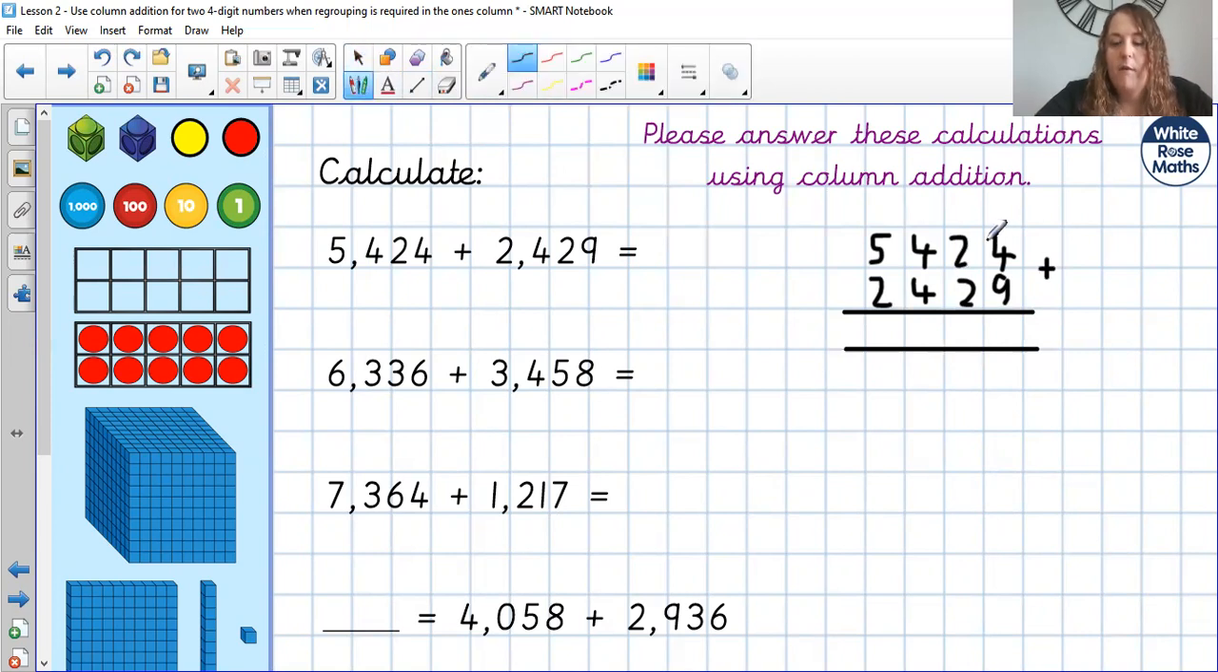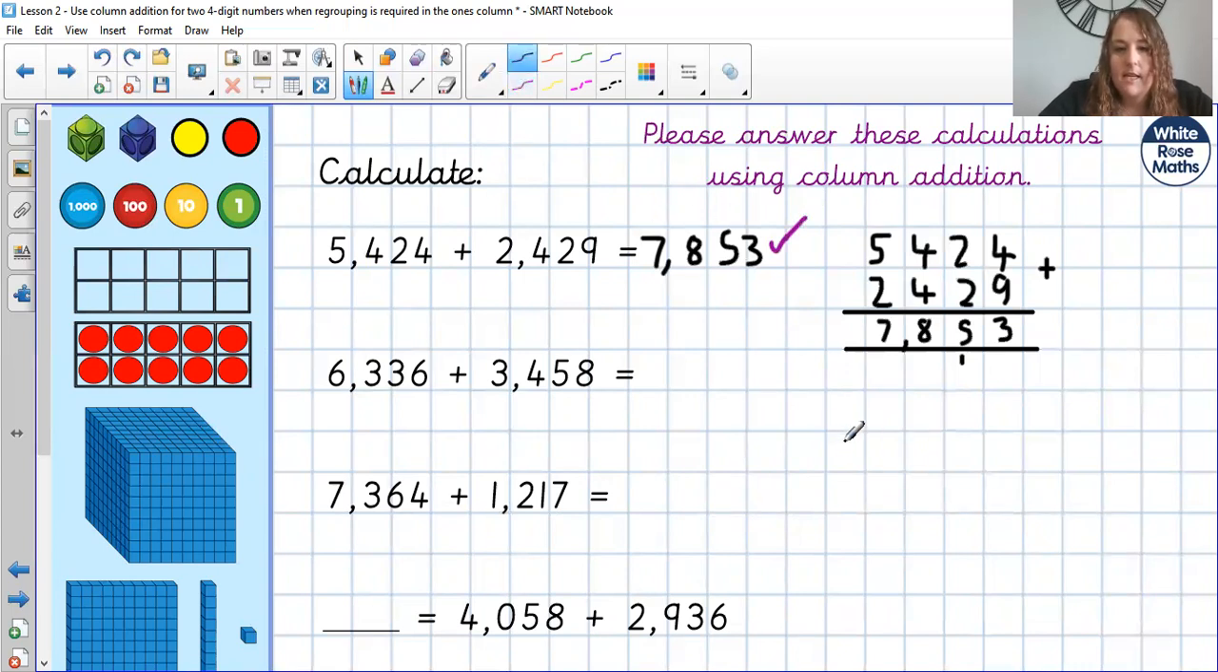Okay, so 4 add 9. 4 add 9 is 13. So my 3 is in my ones, and I carry on. And as Coco said, you would have 13 ones, so you need 1 10 and 3 ones left. 2 add 2 is 4, add 1 is 5. 4 add 4 is 8. And 5 add 2 is 7. So the answer is 7,853. And if you got that answer right, a huge well done, and give yourself a tick.